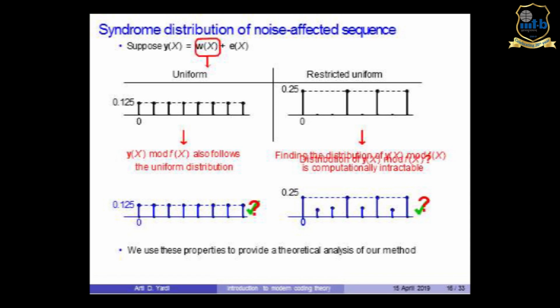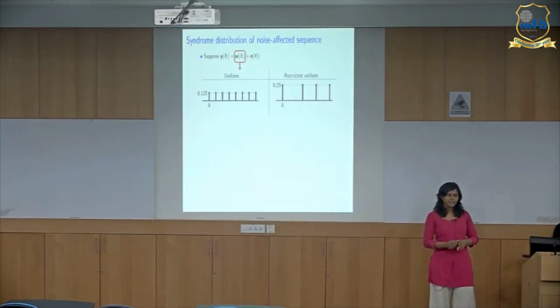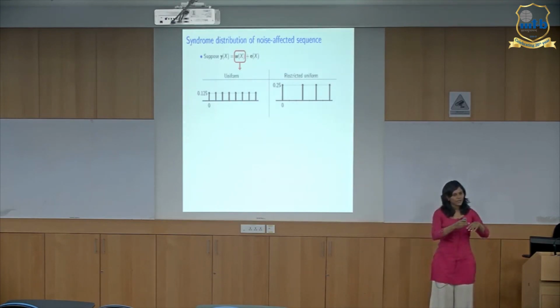Now we saw that the distribution of w of x can either be uniform or restricted uniform. Now let us try to guess how the distribution of y mod f of x will look, given that we know the distribution of w mod f of x. Yes, the distribution is restricted uniform. First of all, some of the entries are missing, and whatever entries are present, the distribution is uniform over that support set.